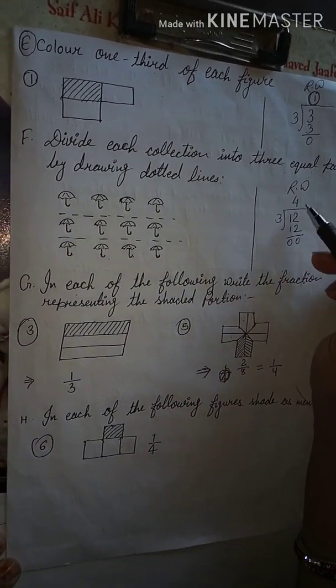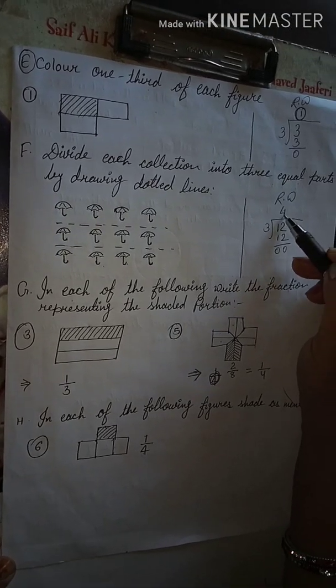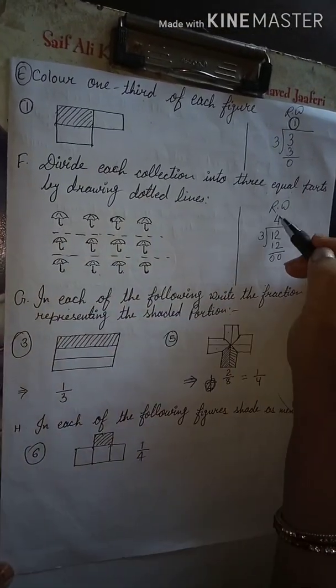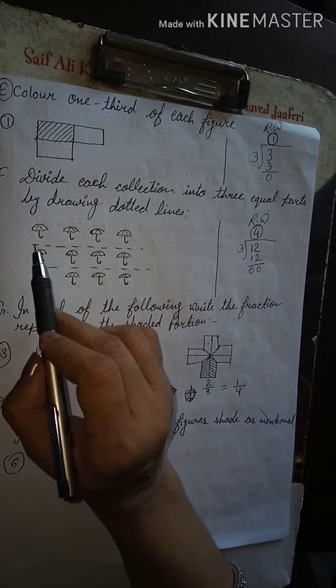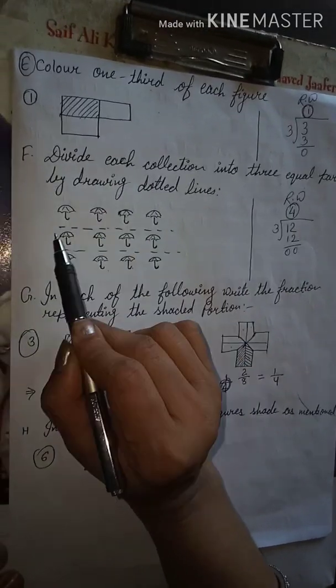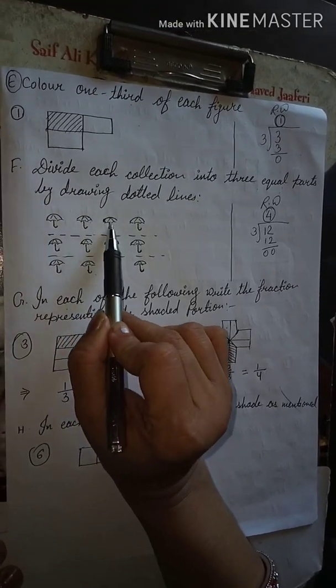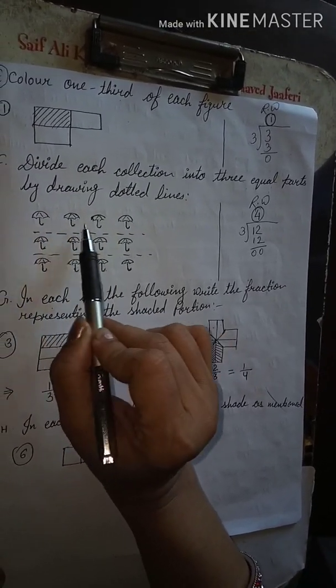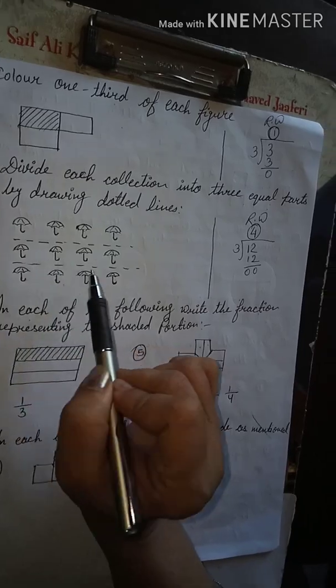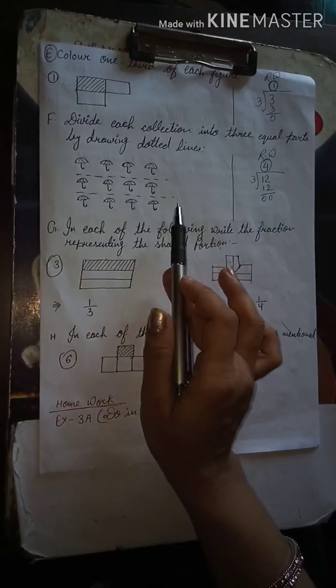Now in each part how many things should be there? 4 things. So we will divide so that in each part 4 things are there. 1, 2, 3, 4. In each part how many things? 4 things are there. In this way we will divide this collection.